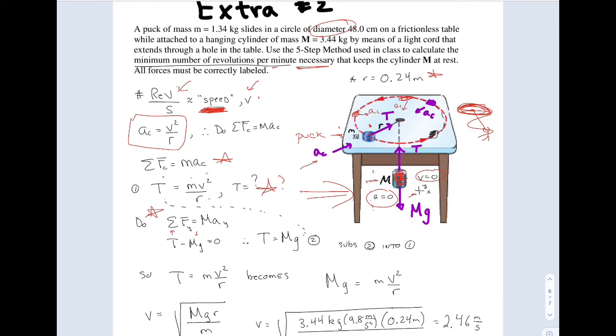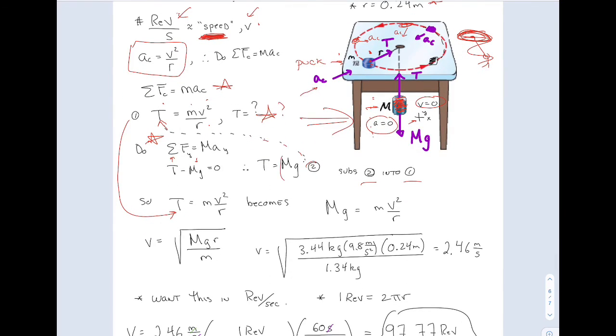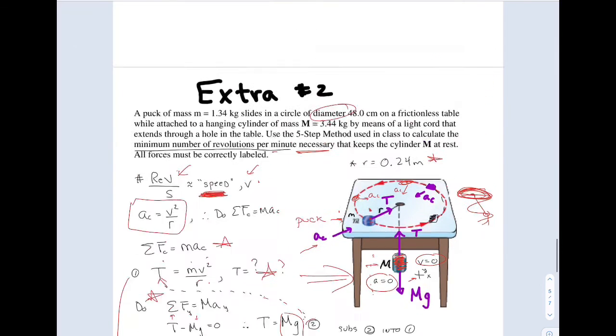I took this tension, called that equation number 2, and I put it right back there. So I said substitute 2 into 1. Equation number 1 looks like that, and now tension is capital Mg. So right there I put capital Mg. Don't cancel the m's, right? They're different m's. Solve this, cross multiply by r, divide by m, and I solve this for v. So I get a number, but that's not what they want.